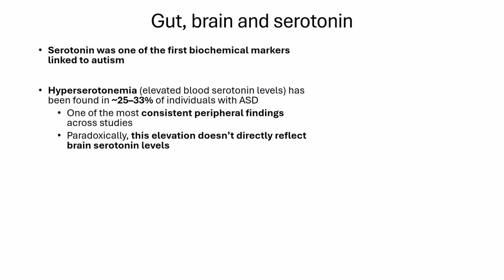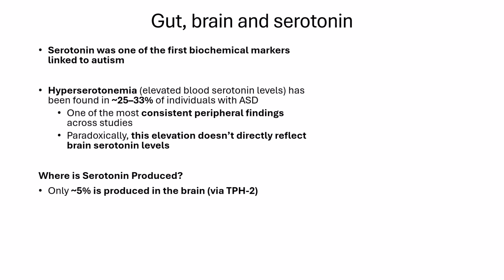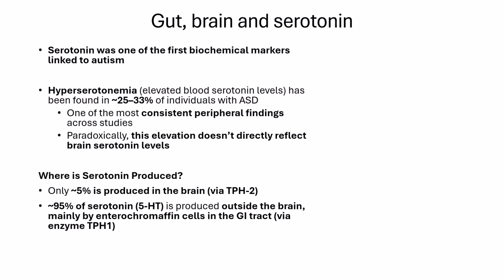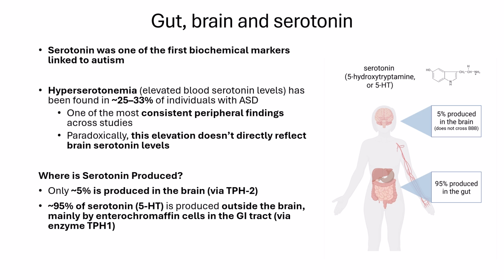Paradoxically, this elevation doesn't directly reflect brain serotonin levels, and I'm going to get to that momentarily, because serotonin is produced in two main places. Only about 5% of it is actually produced in the brain, but 95% of serotonin is produced outside of the brain, mainly in the GI tract and with the enzyme TPH1. So that was kind of interesting. Somebody was describing it that this is where we get most of the serotonin, but this is the serotonin that makes a life worth living.